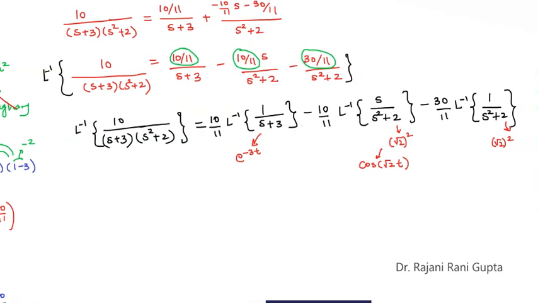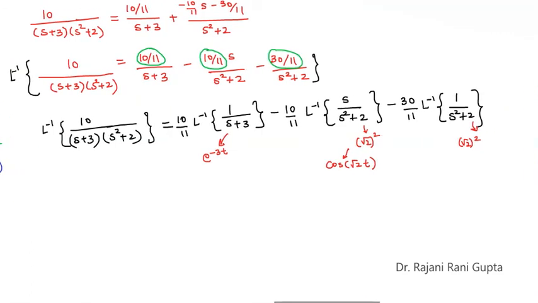Here again 2 you can write root 2 to the power 2. And if you remember, and you can see it in my previous videos, we are going to use the rule a over s square plus a square, which gives you sine at. You need a here, so it means you need here square root of 2, which is not there. So you multiply and you divide. So this will give you sine root 2 of t.